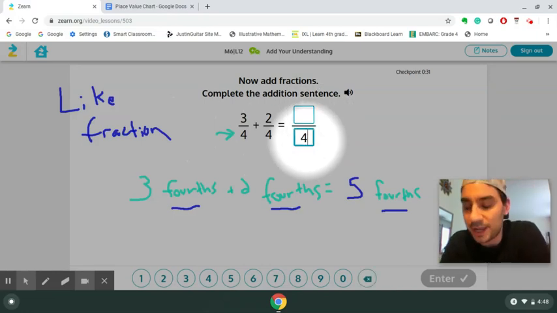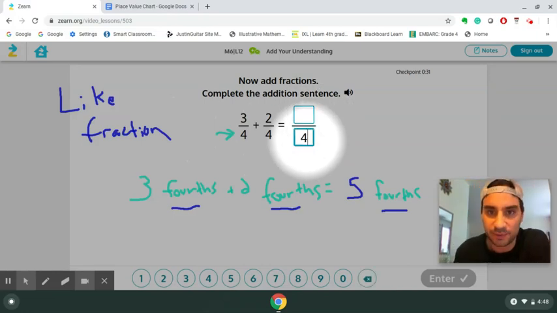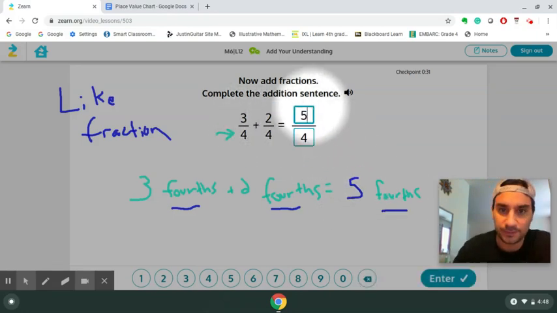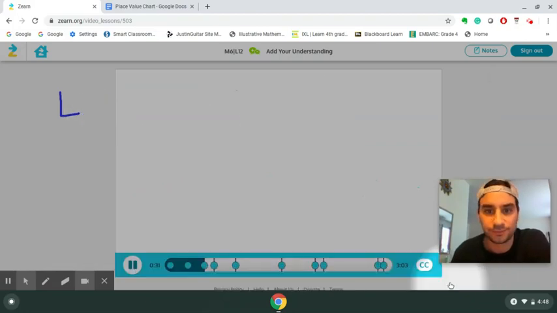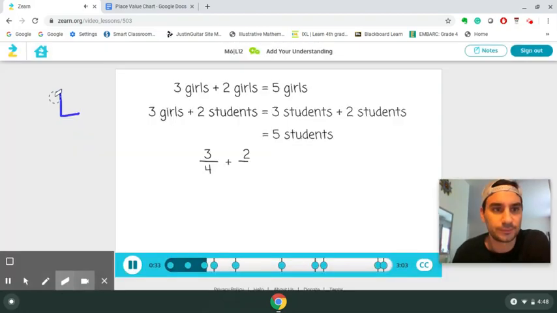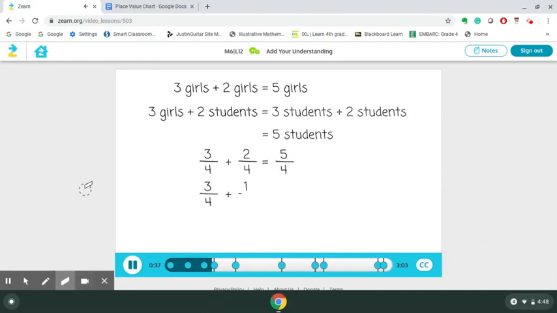be in that same unit. So our answer will be in fourths. And how many fourths do we have? Well, we have 3 plus 2. We know that's 5/4. Let's type it in. 5/4. Excellent work. 3/4 plus 2/4 is 5/4. What about 3/4 plus 1/2?